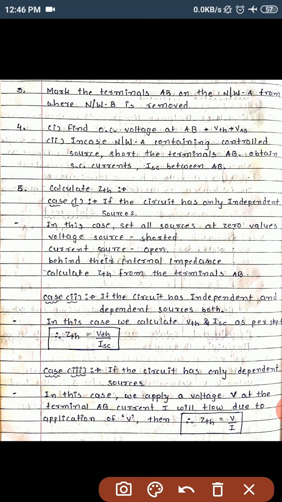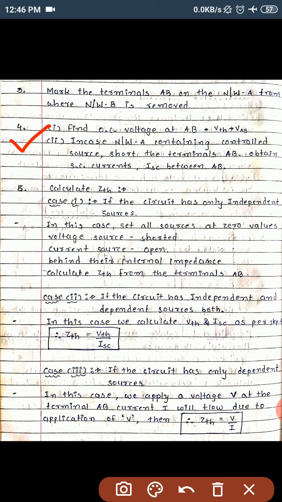If a voltage source is given, then it must be shorted, and if a current source is given, then it must be open. So you can calculate the value of ZTH for case 1. What is case 2? If the circuit has both independent and dependent sources, at that time we calculate VTH and ISC as per step number 4.